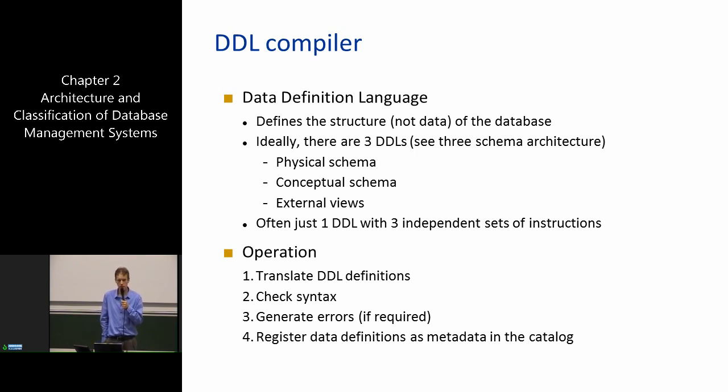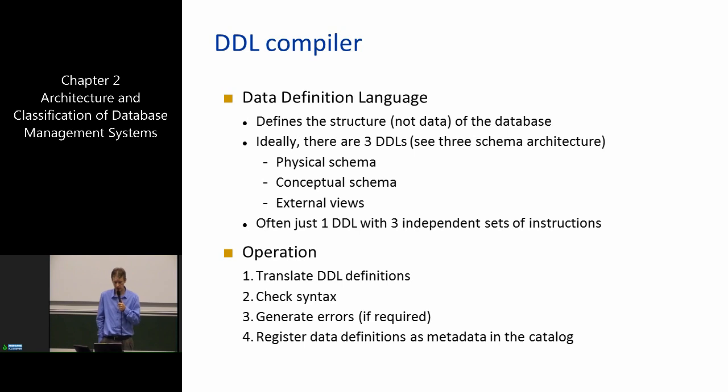So ideally, we want to have DDL instructions which are going to nicely cover those 3 levels of the database model architecture. However, in real life, it will often boil down to just having one DDL language with different sets of instructions. Think about SQL. SQL is an example of a language which we will discuss later on, and which will just have one DDL with different sets of instructions to define the physical, conceptual, and external schemes.